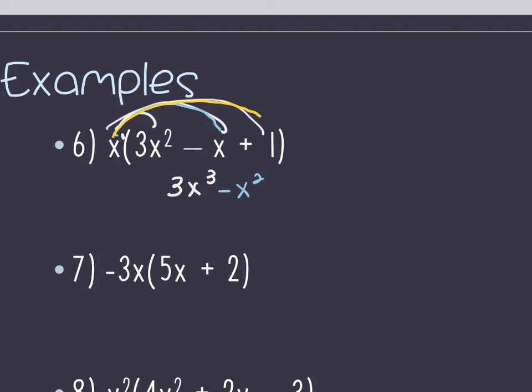And then x times 1 becomes positive x. There are no like terms, which means that's exactly how it would stay.